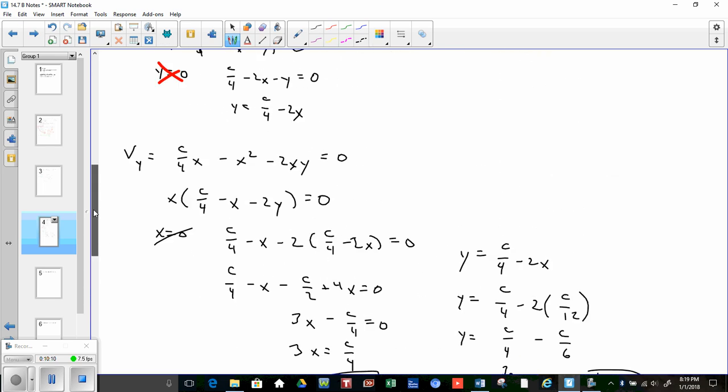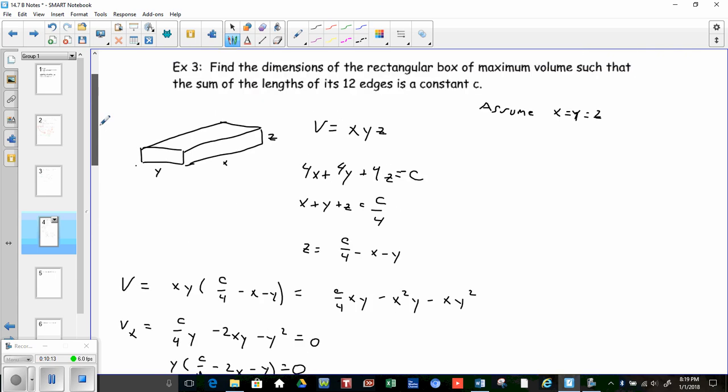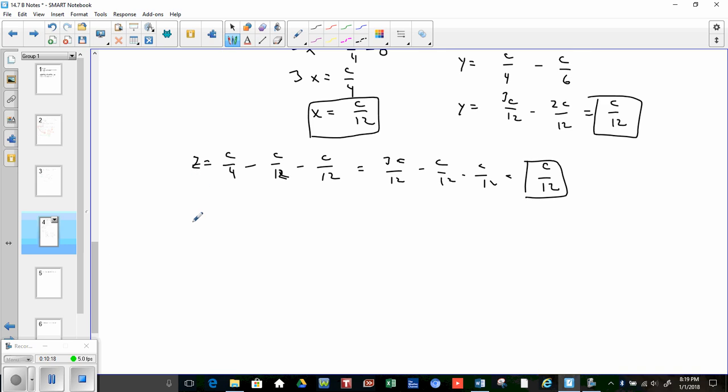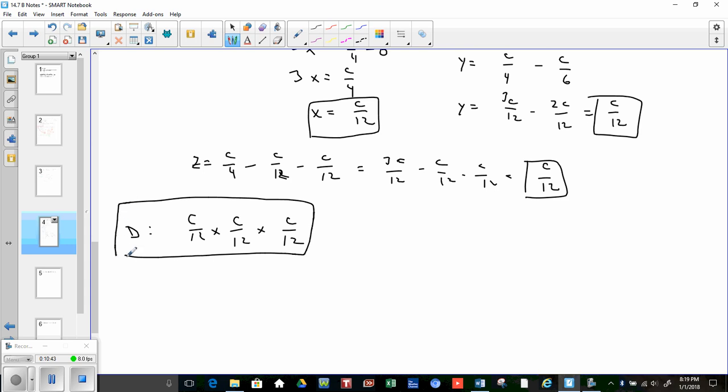So let's make sure we answer the question, the last part, which is find the dimensions. So the dimensions of the box are going to be c twelfths by c twelfths by c twelfths. So here are the dimensions of our box that's going to maximize the volume, assuming that all of the sides have to add up to c.